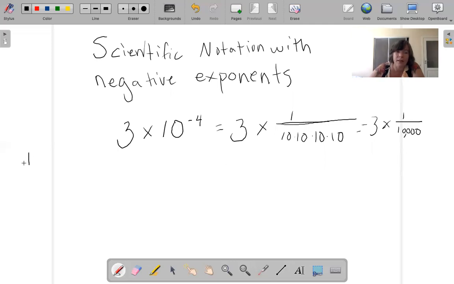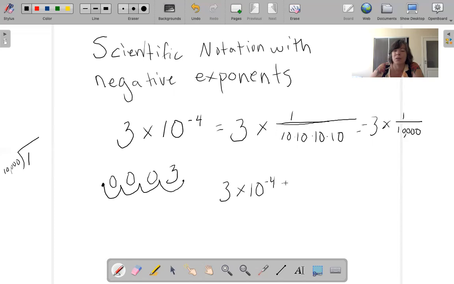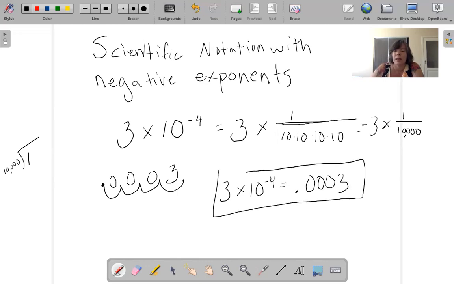1 divided by 10,000 is going to be a very small number, right? So our decimal is going to go back the other way. When we move decimals to the right, we're making numbers bigger. If we move decimals to the left, numbers get smaller. So let's rewrite our 3. And our decimal is here. Now we're going to move it 4 times to the left. 1, 2, 3, 4. Fill in our zeros. And we got it. 3 times 10 to the negative 4 equals 0.0003. There's our answer.